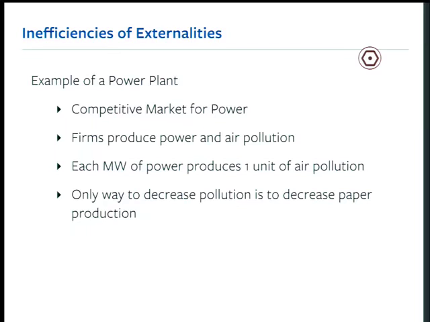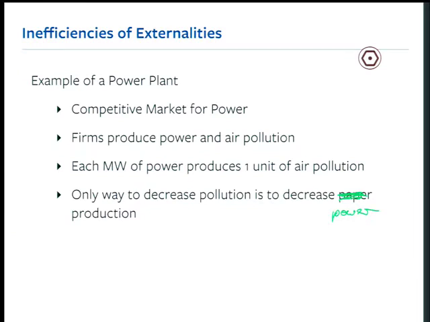Coal, natural gas, oil all produce SOx, NOx, particulates, whatever you can think of. I'm going to assume here, which is also a heroic assumption, that each megawatt of power produces 1 unit of air pollution. So the more power you produce, the more air pollution you produce. It's a nice linear and constant relationship, where in real life this may not necessarily be true. And I'm also going to argue that the only way to decrease pollution is to decrease power production.